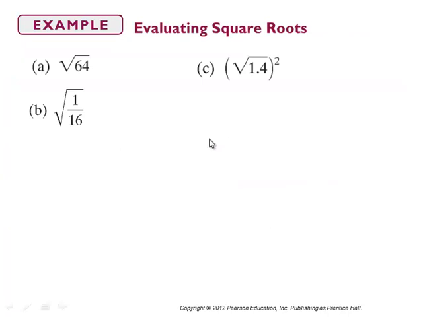Square root of 64 is going to be 8 because 8 squared is 64. Well, negative 8 squared is 64, but what we want is the positive, or at least the non-negative number whose square is equal to 64. And that result is 8 in this case. B, square root of 1/16 is going to be 1/4 because 1/4 squared is equal to 1/16. Square root of 1.4 squared is equal to 1.4 because the squaring operation and the square root operation are inverse operations of each other.